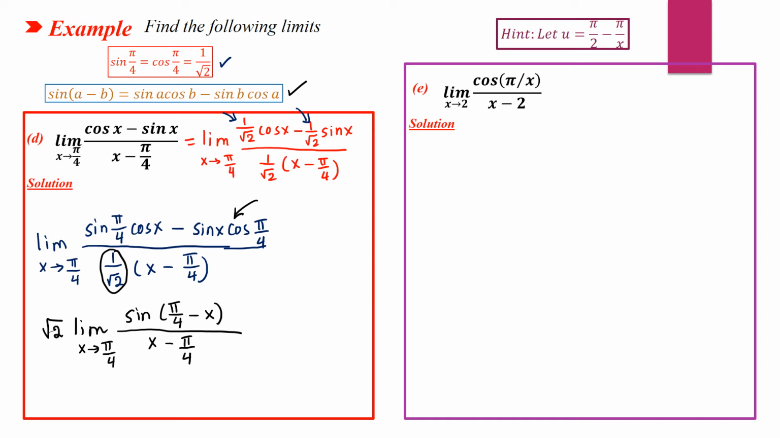So take the negative sign from the angle as the greatest common factor, and you will get radical 2 multiplied by the limit of negative sine x minus pi over 4 divided by x minus pi over 4 when x goes to pi over 4. Now for this function, the limit when x goes to pi over 4 equals 1, and we have a negative sign, so the answer will be negative radical 2.